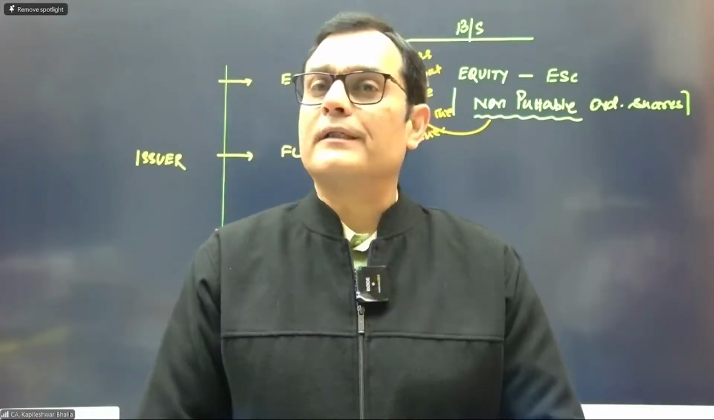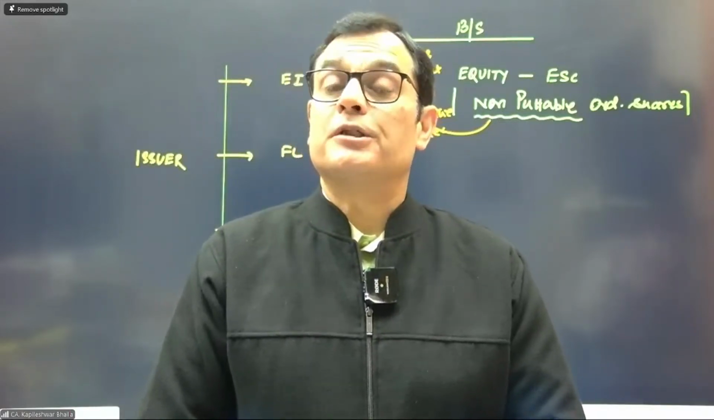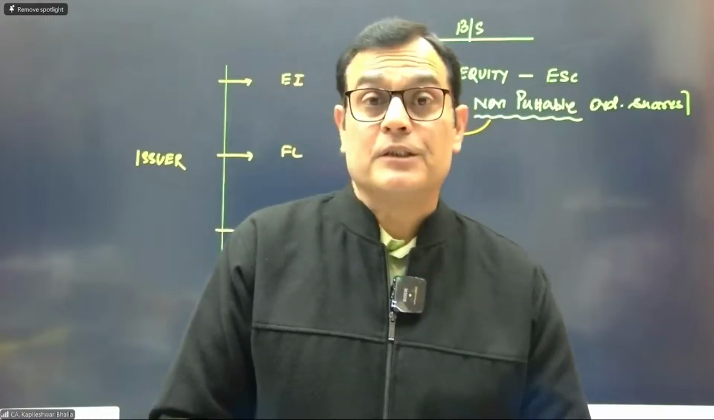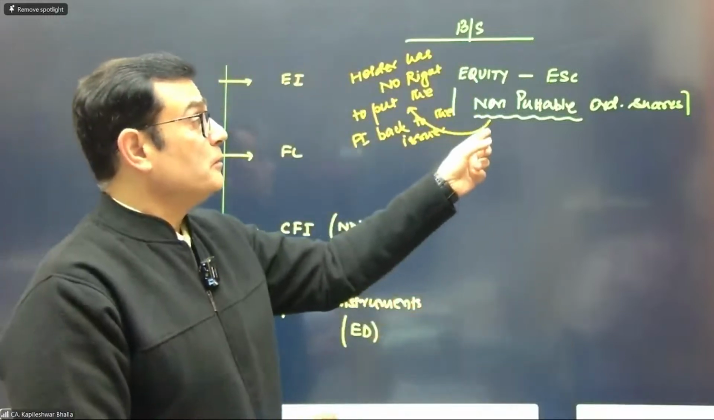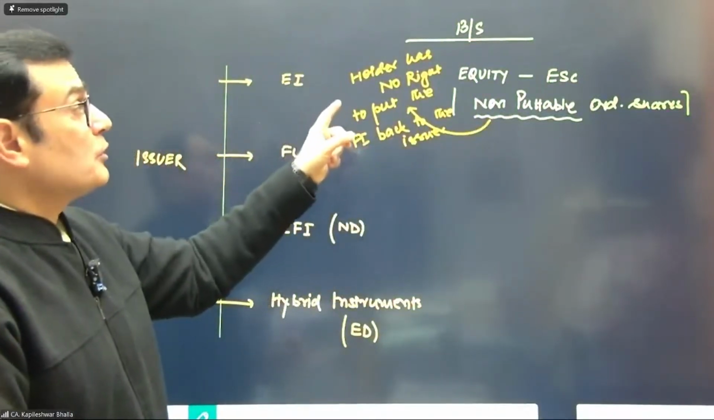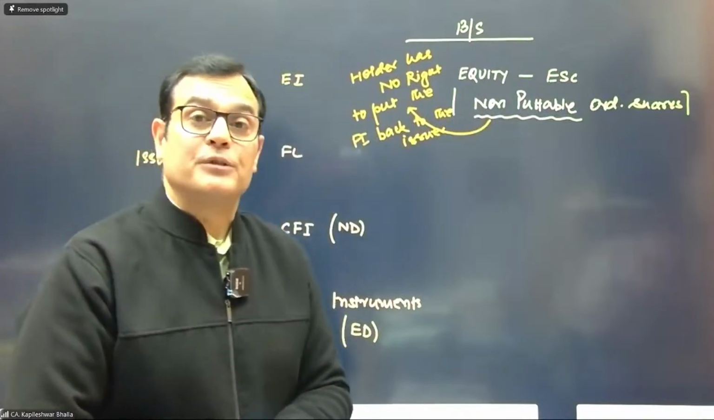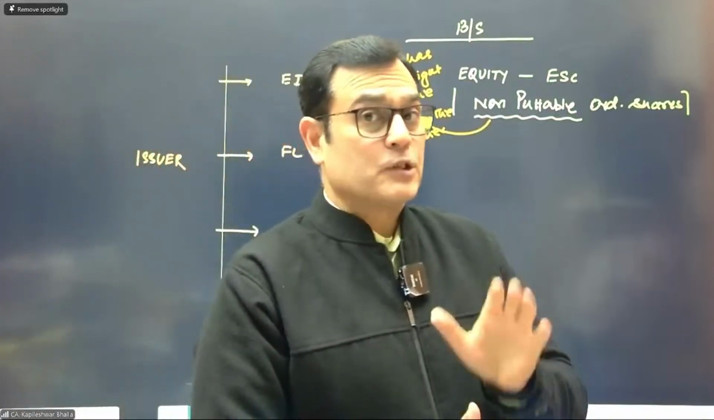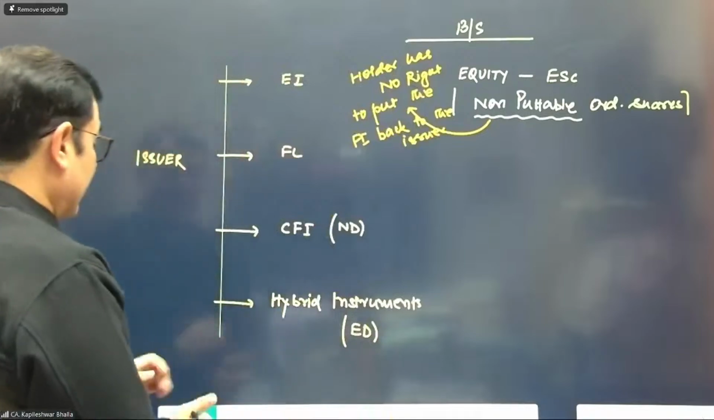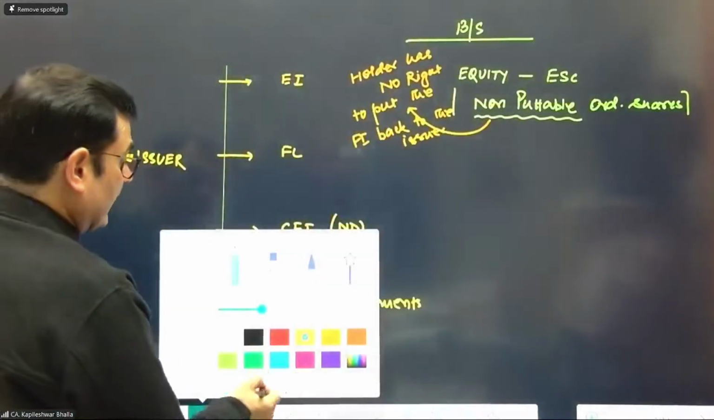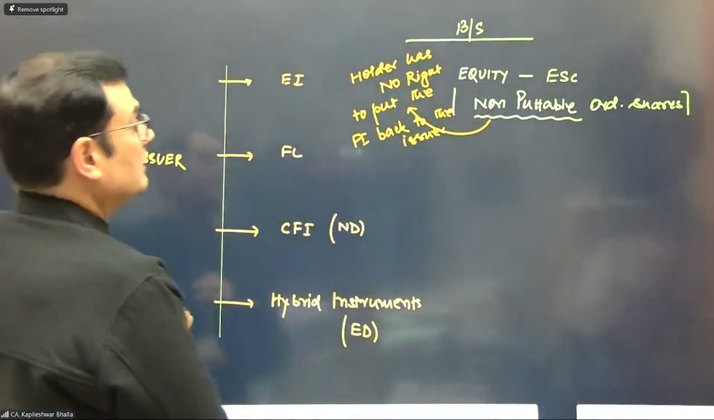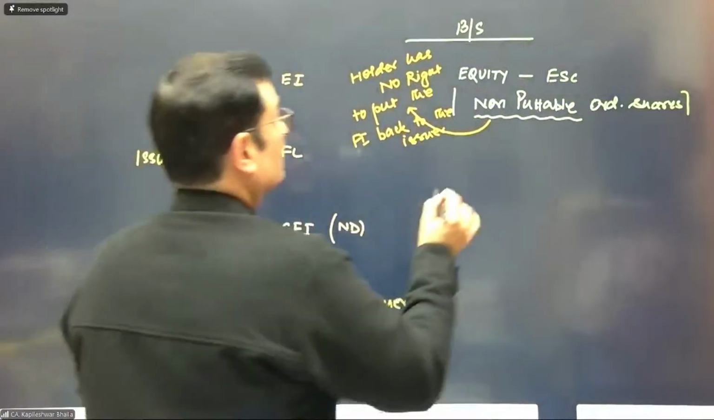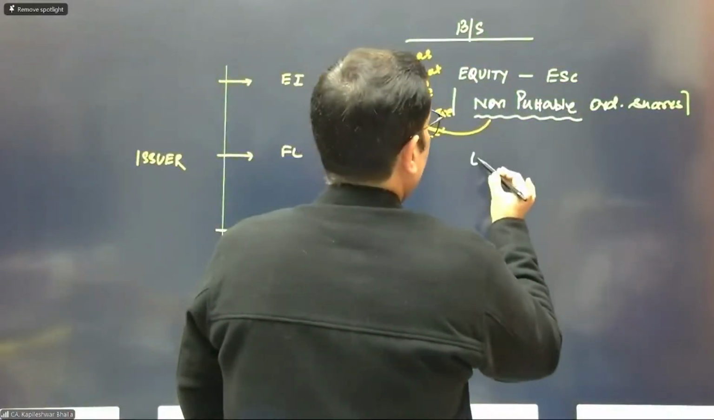So the only ordinary shares, that is equity shares, which are going to be called an equity instrument need to be non-puttable in nature, where the holder gets no right to put the instrument back to the issuer. That is one kind of instrument presented as equity. Now let's have a look at the second kind of instrument, which is a financial liability.